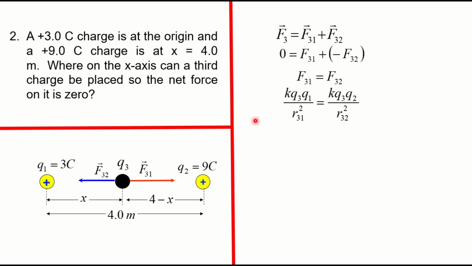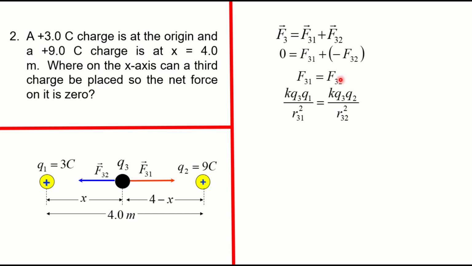Okay, so the main key concept is that for the net force to be 0, the force experienced by charge 3 due to charge 1 is moving to the right, and the force experienced by charge 3 due to charge 2 is moving to the left. So we have one to the right and one to the left, so their magnitudes need to be equal. Then we substitute in the equation. So that's why F31 is equal to F32, so they cancel off each other. That's how the net force can be 0.